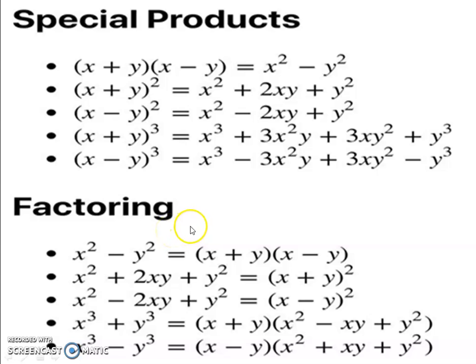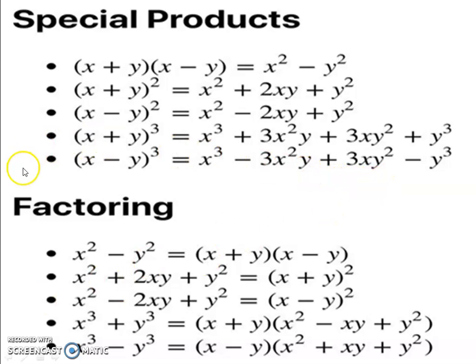For partial fractions, we must know about the products of brackets. X plus y into x minus y is equal to x square minus y square. X plus y bracket square is equal to x square plus 2xy plus y square. X minus y bracket square is equal to x square minus 2xy plus y square. X plus y bracket cube is equal to x cube plus 3x square y plus 3xy square plus y cube. X minus y bracket cube is equal to x cube minus 3x square y plus 3xy square minus y cube.